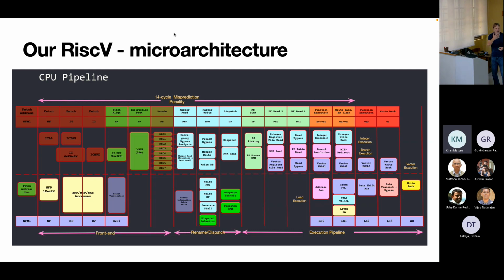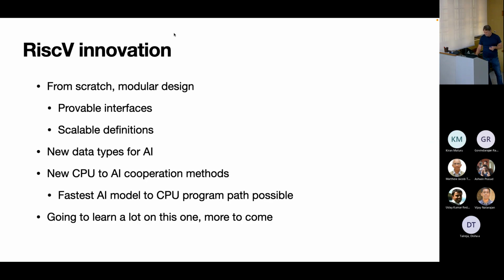So this is the modern computer architecture we're building from scratch. Our innovation is provable interfaces and scalable definitions. We're looking at making some of this modular, so you could say, I want to build 6 wide or 8 wide, 1 vector unit or 2 vector units. We're trying to build load store units as things we could replicate more in the future. There's a lot of interesting things to do. We think there are going to be new data types for AI. We've already invented some data types and put them in. There's a lot of research going on in that area.